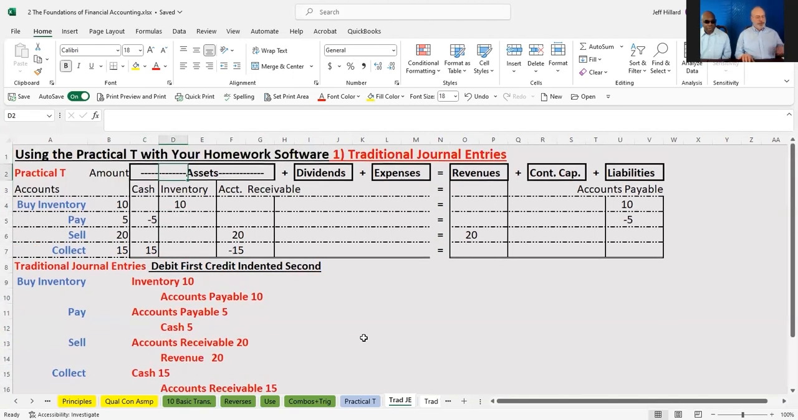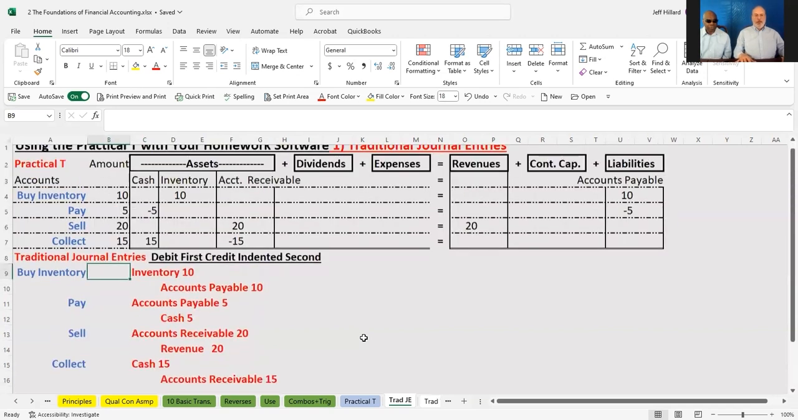I just want to tell you, if you didn't do this up here, the only way you can really do this without running it through this format is rote memorization, folks. So always run it through the practical T, and then your debits and credits will fall right out. In addition, you'll have your pluses and minuses and really understand what you're doing.